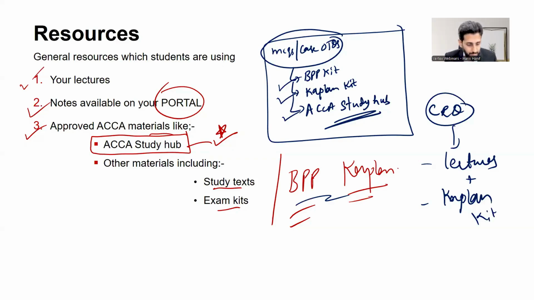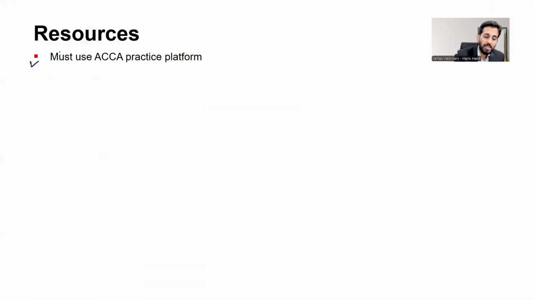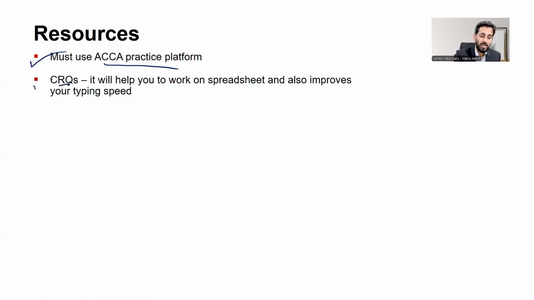Now let's move on. Again, resources: you must use the ACCA practice platform. I'm not sure how many of you had used the ACCA practice platform before paper PM, but you have to use it. For CRQs, it will help you work on the spreadsheet and also improve your typing speed. There is no need to type every answer in Word. If you are practicing 5 questions, for example, 3 maybe in normal Word, but at least 2 on the ACCA practice platform, so that you will be aware of the structure of the ACCA platform and you will improve your typing speed as well.